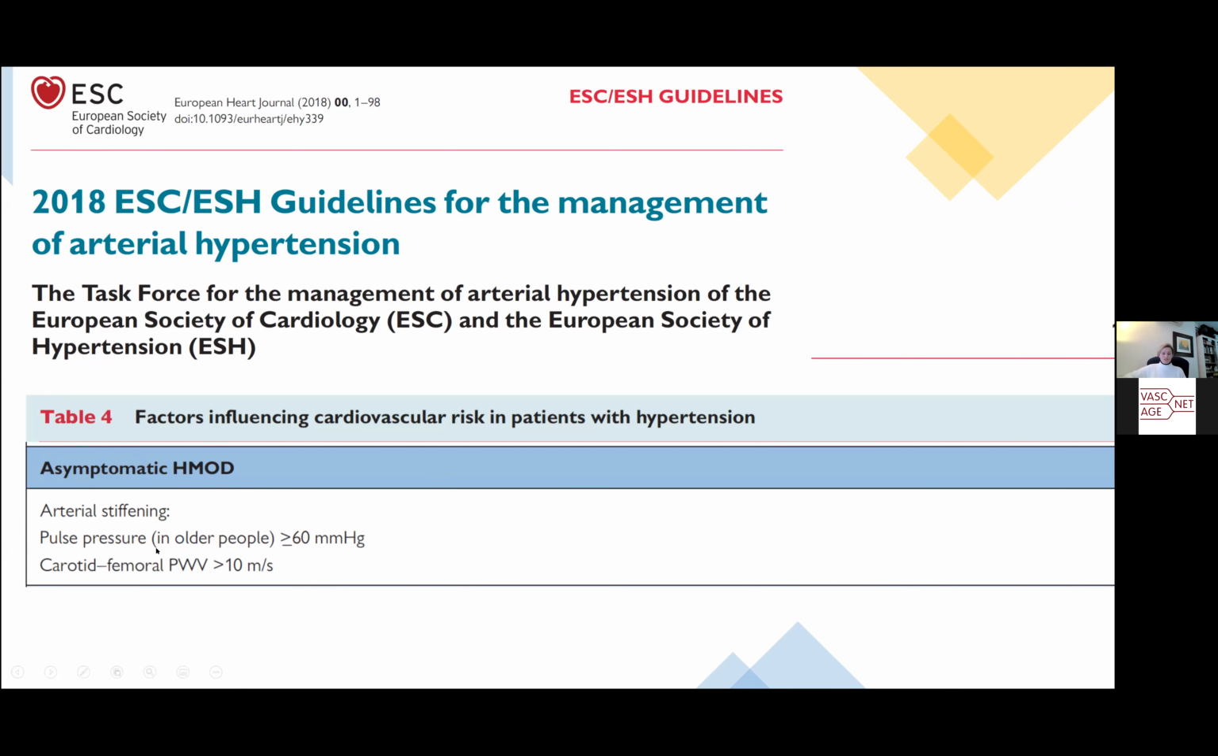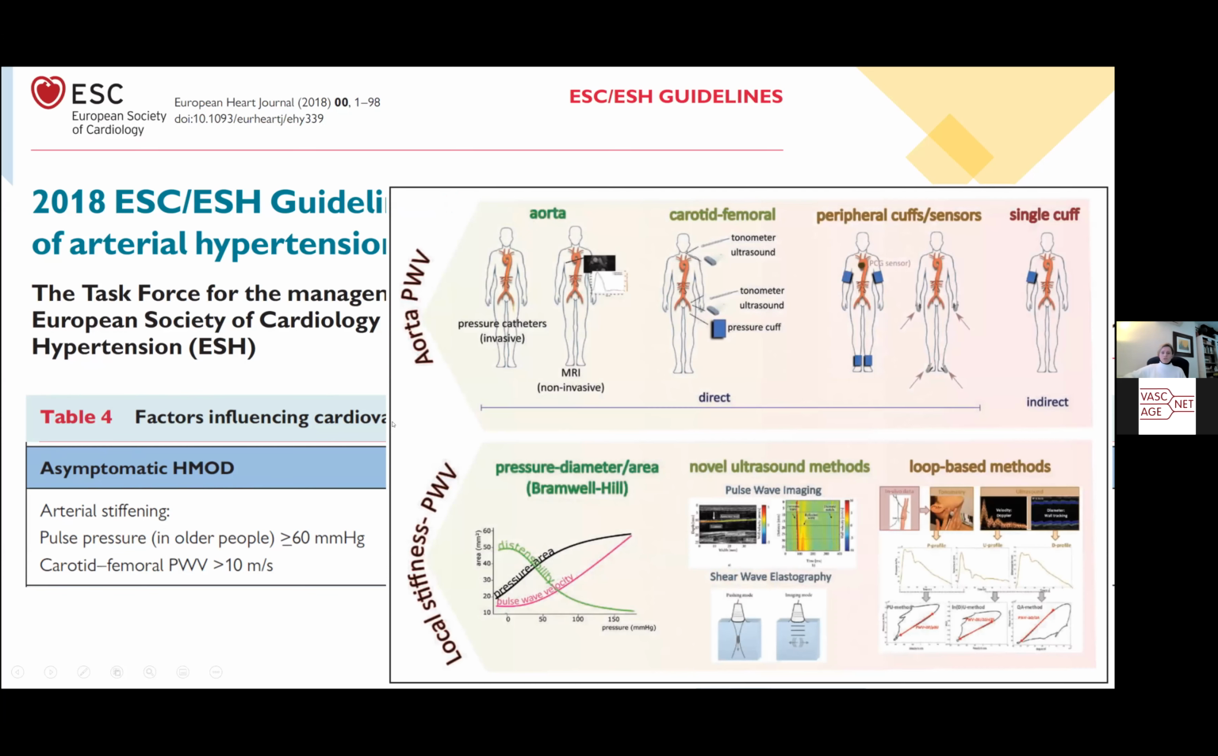Pulse pressure, which is pretty easy to get, and we all know the pros and cons there, greater or equal to 60 millimeters of mercury, which can easily be derived from blood pressure measurements, and then the carotid femoral pulse wave velocity greater than 10 meters per second. So those are the only ones that were listed, compared to all of these other ones that are available.